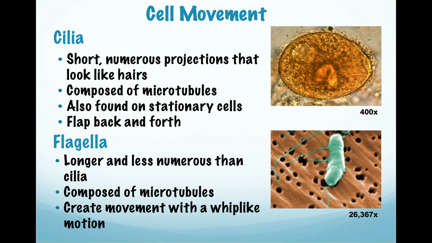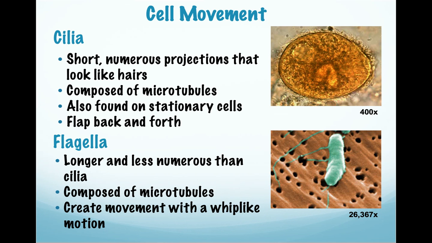The last thing we need to talk about today is how cells move. There are a couple of structures that help our cells move. They are cilia and flagella. Cilia are like little tiny hair-like structures on the outside of the cell. They are composed of microtubules. They kind of flip and flop and sway back and forth.